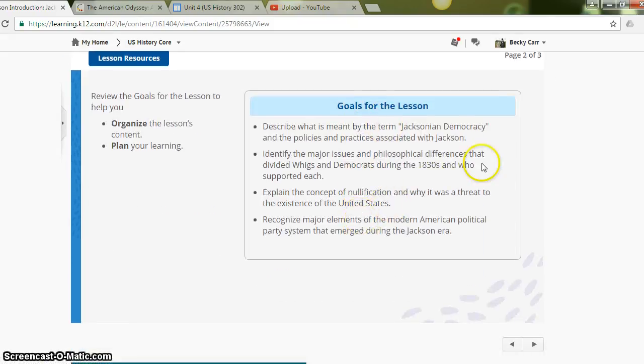Goals for this lesson. Describe what is meant by the term Jacksonian democracy and the policies and practices associated with Jackson. Identify the major issues and philosophical differences that divided Whigs and Democrats during the 1830s and who supported each. Explain the concept of nullification and why it was a threat to the existence of the United States. Recognize major elements of the modern American political party system that emerged during the Jackson era.